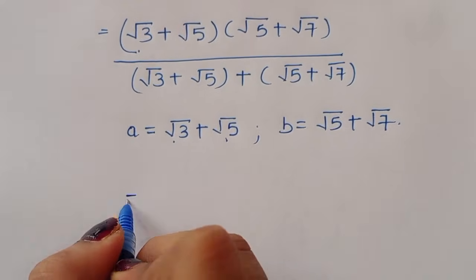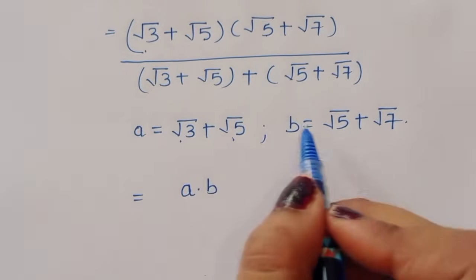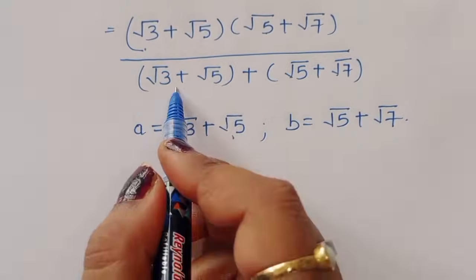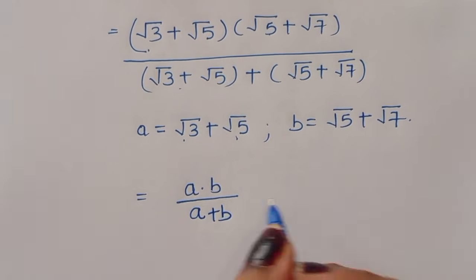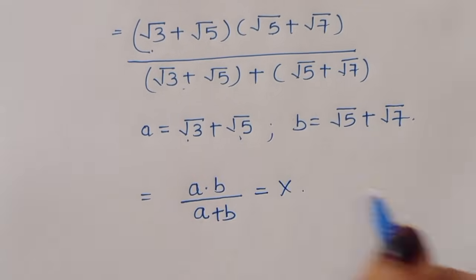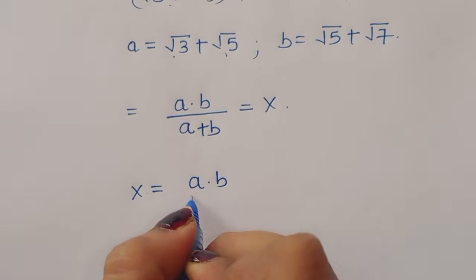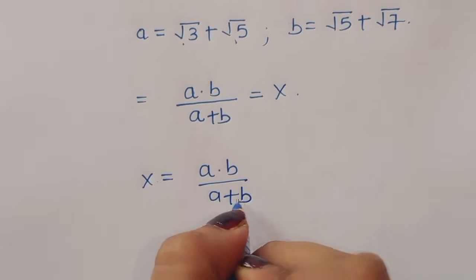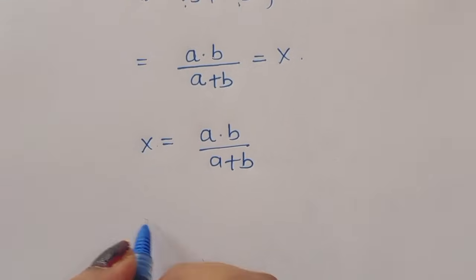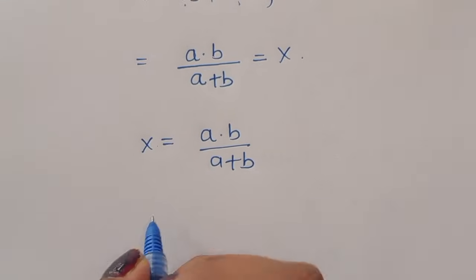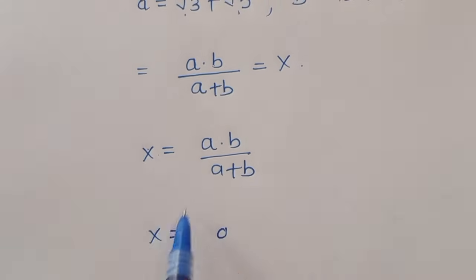Therefore we can write this is equal to a times b. This is b. A times b divided by a plus b, right? And is equal to, we can consider this x. So therefore we can write here x is equal to a times b divided by a plus b, right? Now in the next term we can write x is equal to a times b.